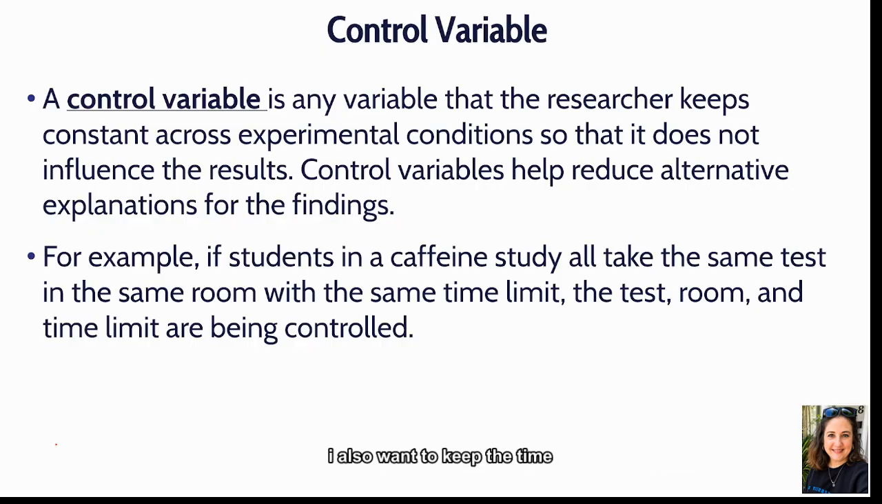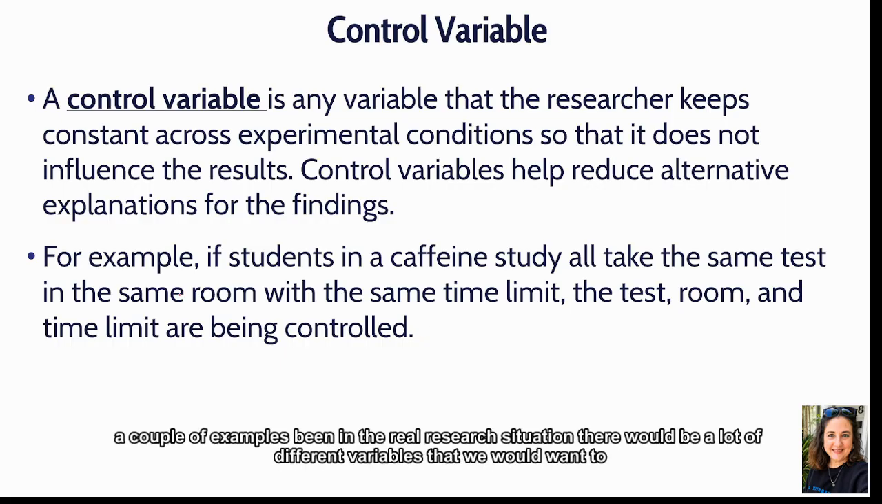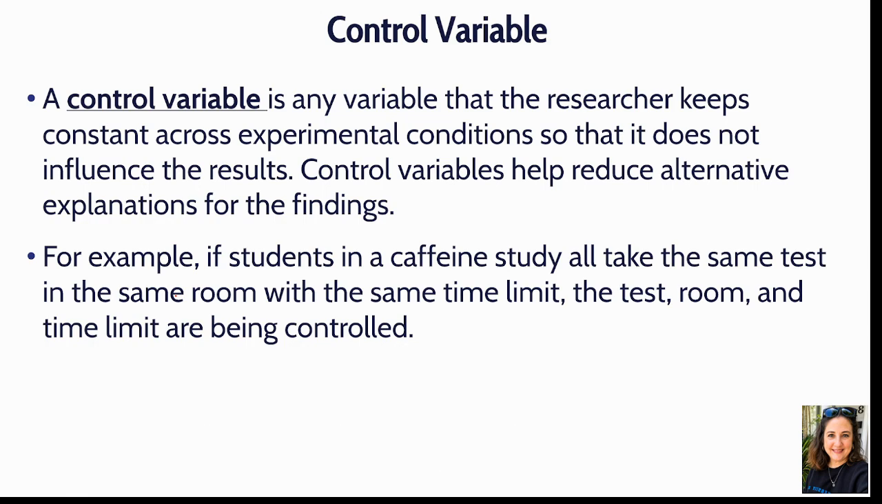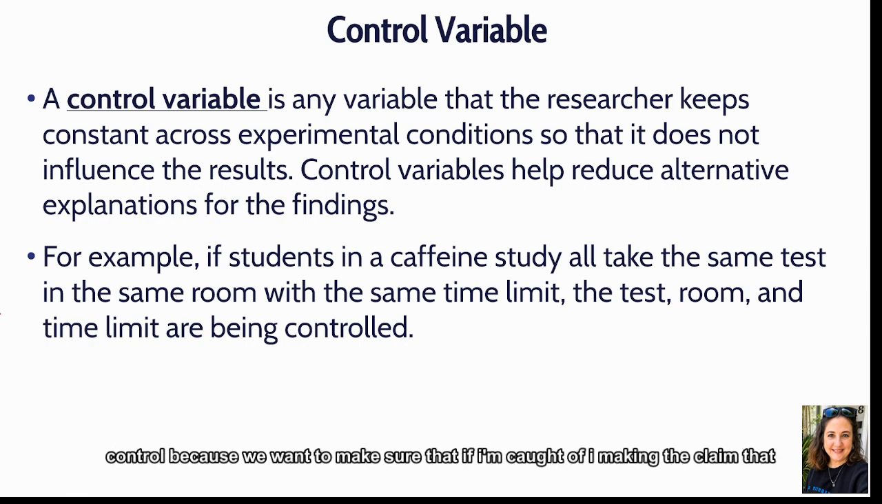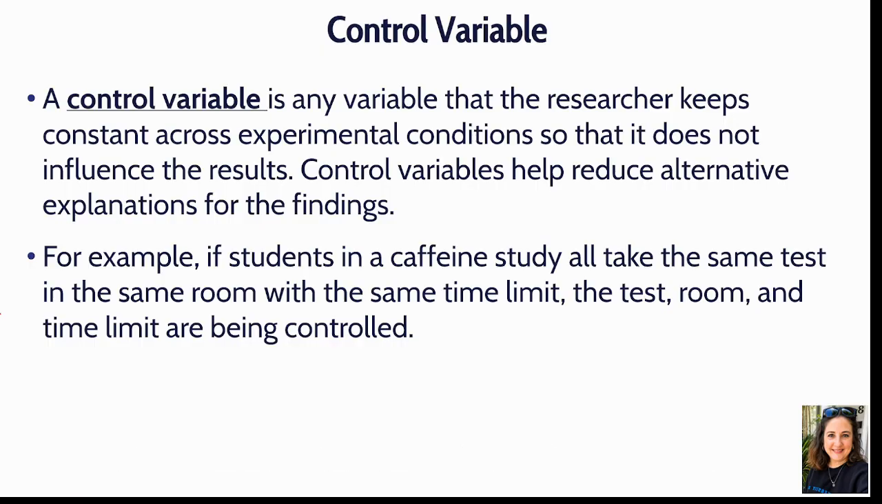I also want to keep the time under the same amount for both groups, right? So those are just a couple of examples, but in a real research situation, there would be a lot of different variables that we would want to control, because we want to make sure that if I'm making the claim that variable X causes variable Y, I need to make sure that all of my other variables have been accounted for. Otherwise, that claim that I'm making may not actually be true, and that's not something we want.